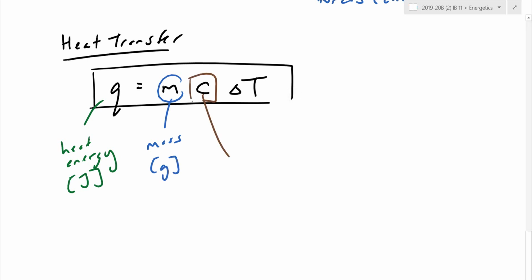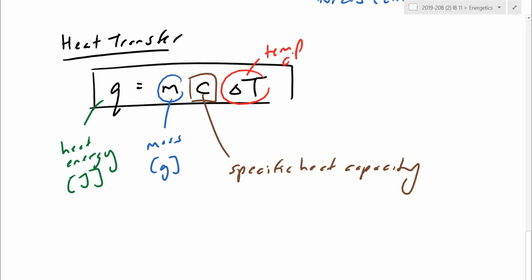This constant, as written, is called the specific heat capacity. It's a constant for that material. Some materials are just easier to heat up. Some materials are just harder to heat up. This number describes the material itself. It's going to have a funny set of units we're going to see in a second. And then when we transfer heat to an object, we expect either the temperature to go up or the temperature to go down. If you transfer more heat, we expect that temperature change to be more dramatic.